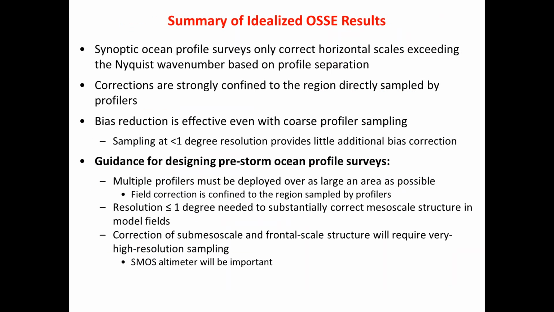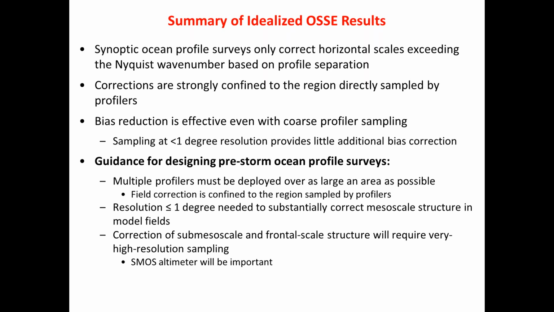In fact, to summarize these idealized results, we'll tell the story. Profile surveys will only correct horizontal scales that exceed the Nyquist wave number based on typical profile separation. And the corrections that I showed are strongly confined to the region directly sampled by profilers. So if you want to correct an area, you have to sample the entire area. Bias reduction is effective even with coarser profiler sampling. Really, when separation is typically 1 degree, you almost max out in terms of how much bias is reduced.